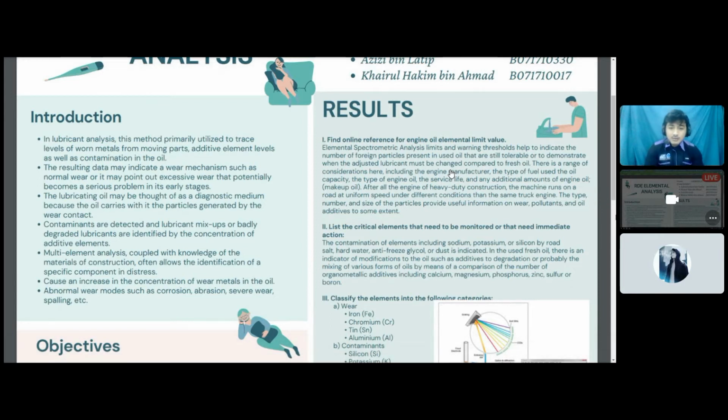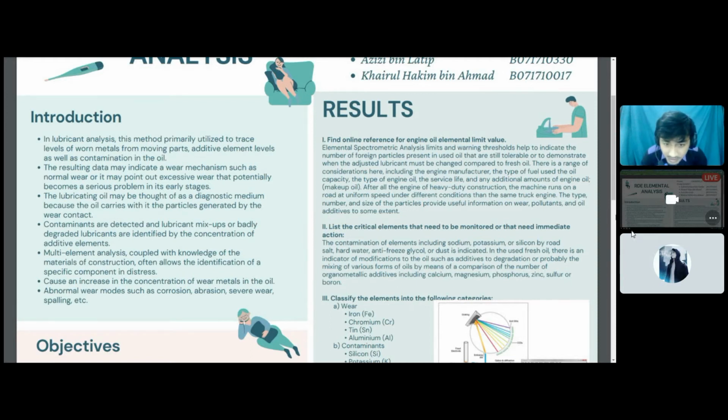There is a range of considerations here, including the engine manufacturer, the type of fuel used, the oil capacity, the type of engine oil, the service life, and any additional amounts of engine oil. After that, I will explain about heavy-duty construction engines, where the machine runs on a road at uniform speed under different conditions, like the same truck engine. The type, number, and size of the particles provide useful information on where pollutants and oil are debated to some extent.